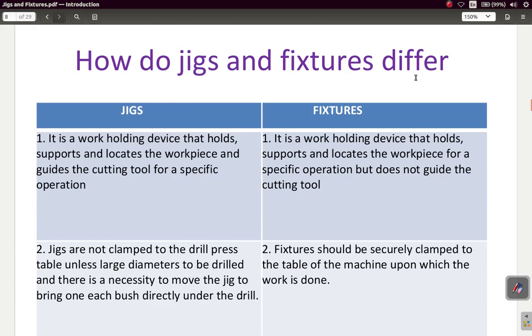How do jigs and fixtures differ? The jig is a work holding device that holds, supports and locates the workpiece and guides the cutting tool for a specific operation. The fixture is a work holding device that holds, supports and locates the workpiece for a specific operation but does not guide the cutting tool.